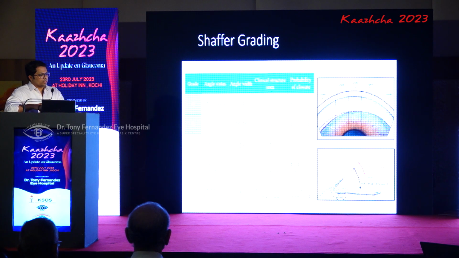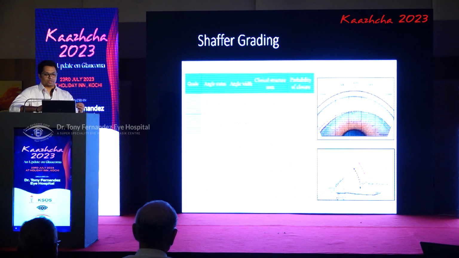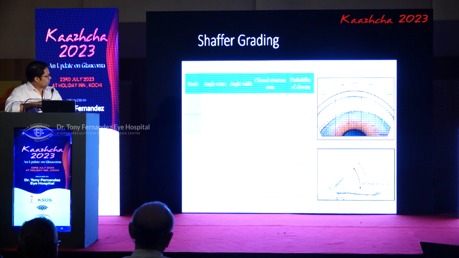Grade 2 is a narrow angle. In narrow angles there is a 20-degree angle. The trabecular meshwork is visible. Currently there is no closure, but it can happen. There is a possibility of closure to happen. Grades 3 and 4 are wide open angles, and here the closure is impossible. We have an angle ranging from 25 degrees to 45 degrees, with the last structure visible being the scleral spur or ciliary body band. Thank you.